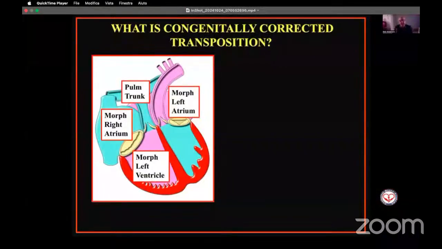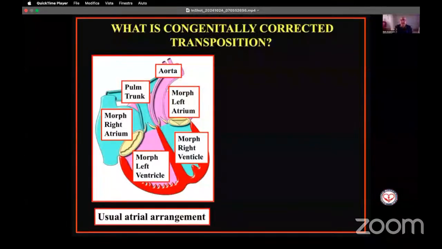So the blood comes back to the left-sided morphologically left atrium, but now it enters the morphologically right ventricle. And the morphologically right ventricle is on the left side, and in most instances, but not all, it gives rise to an anterior and left-sided aorta. So this is congenitally corrected transposition when we have usual atrial arrangement.